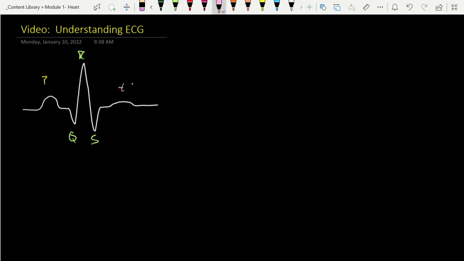Now, it's easy enough to define what these things actually represent. We'd also like to show how they're formed. But first, let's do the easy part. Let's show what they represent. Let's start with the P wave. The P wave simply represents atrial depolarization.